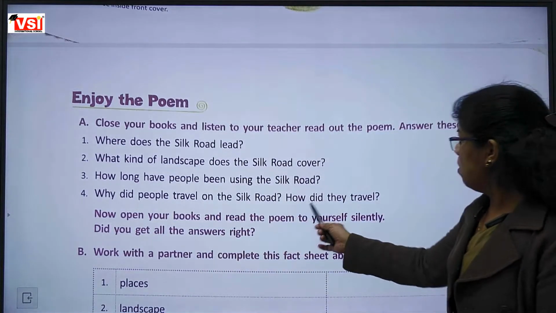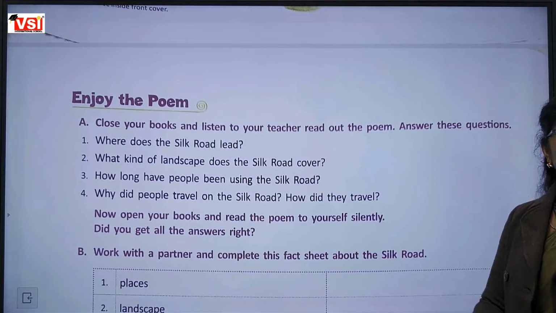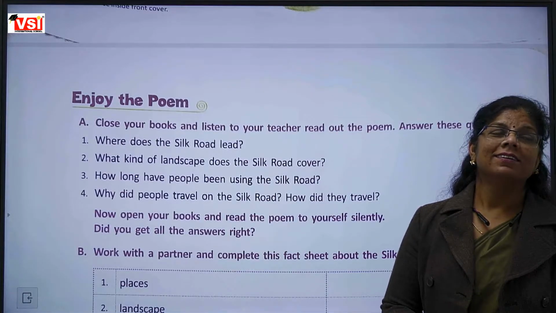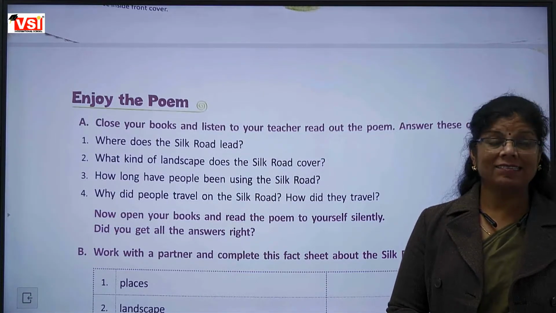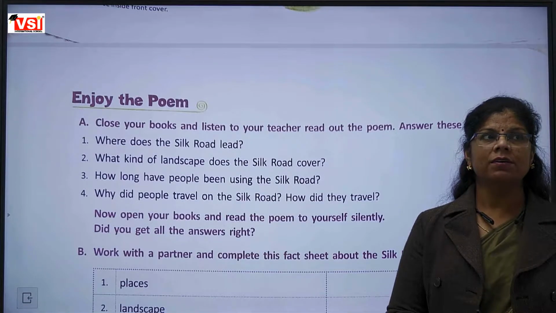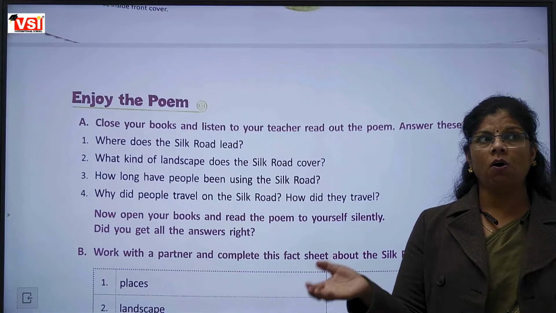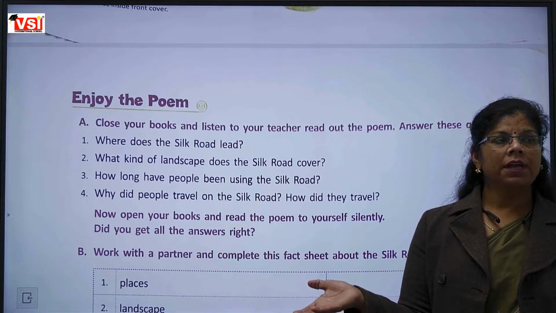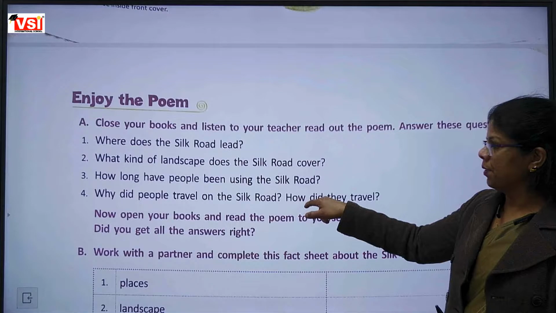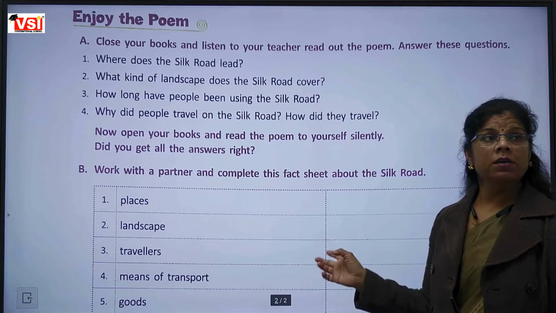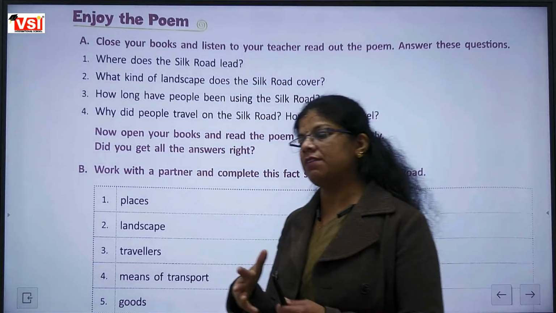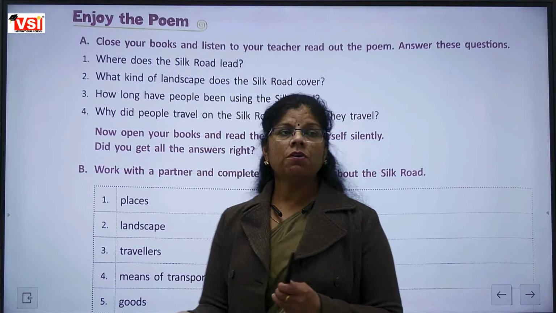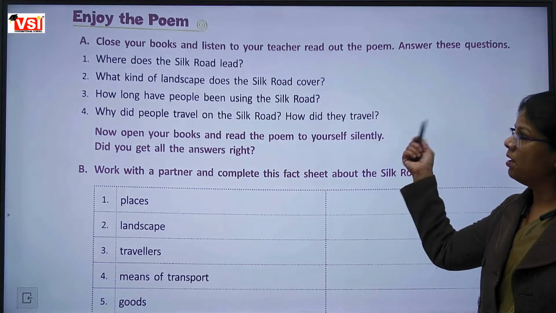Fine. How did they travel? How were they traveling? In caravans. They traveled by horses or on foot. Yes, they were traveling in caravans, on horses, or on foot. Got it? It is shown within the poem that they were traveling in caravans, on horses, and on foot also. So this was the answer for question number 4.